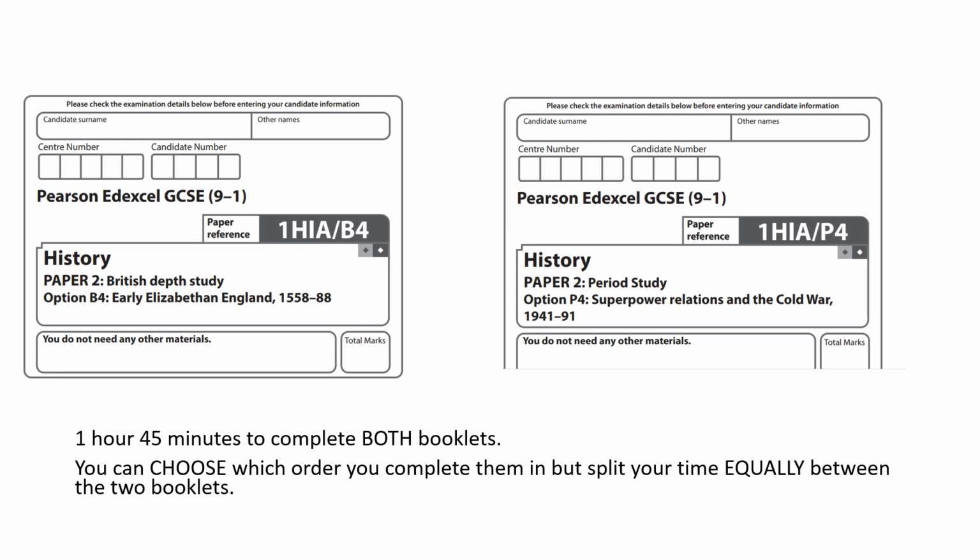So you'll be given two booklets. The covers will look like the ones you can see on your screen. You can choose which order you complete them in, so you could start with Elizabeth or you could start with superpower relations in the Cold War, but try and split your time equally between the two booklets. You will not be told when you need to swap over. So it's your job to make sure that after about 52 minutes, you move on to the next booklet. So that's two booklets, 1 hour, 45 minutes to complete both of them. You can start with whichever topic you choose.